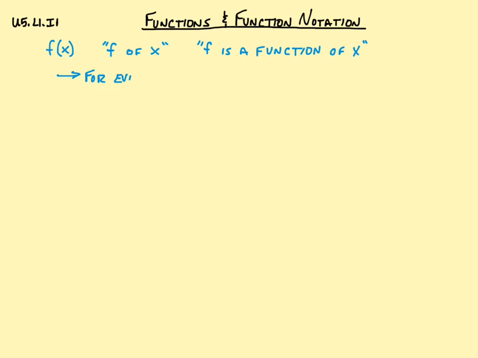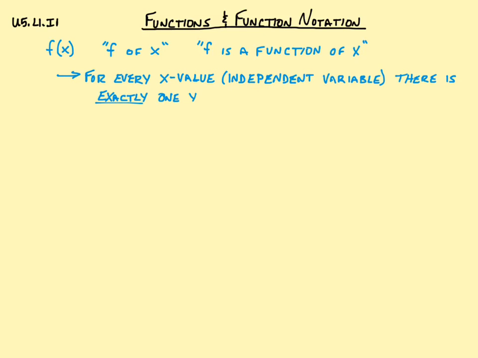If we wanted to write it out, we could say for every x value, which is our independent variable, there is exactly one y value, which is our dependent variable. So what that means is that when we have an x, there can only be one y associated with that. We can't have multiple values of y associated with one x.